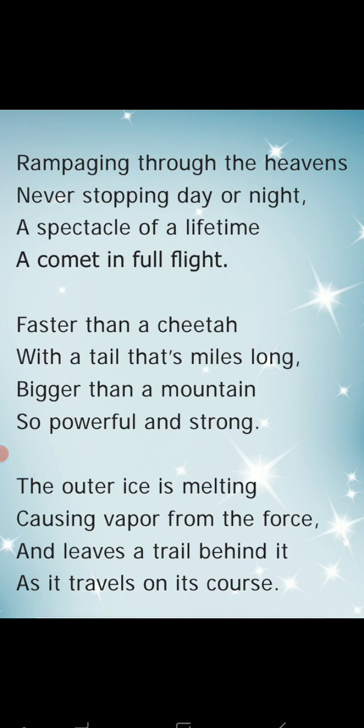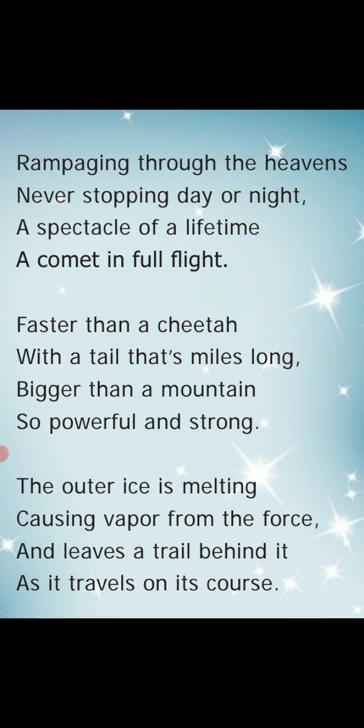Again, the poet is making another comparison. The comet is compared to a mountain, because the comet looks bigger than a mountain and it is powerful and strong. Here, faster than a cheetah, with a tail that is miles long, bigger than a mountain, so powerful and strong. Here, the speed of the comet is compared to the fastest land animal. Which is the fastest land animal, children? The cheetah.